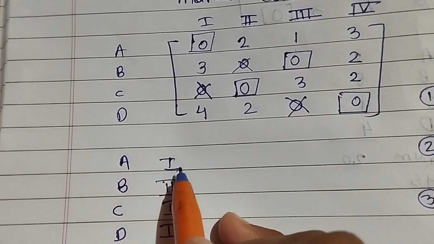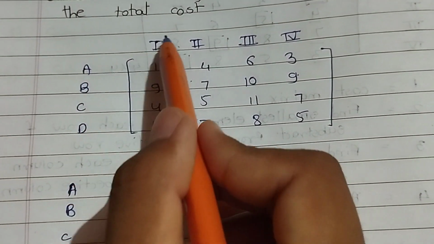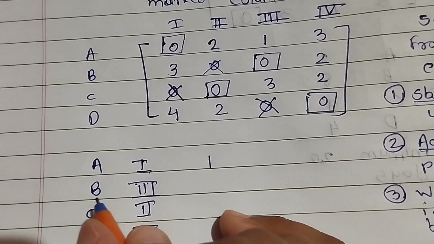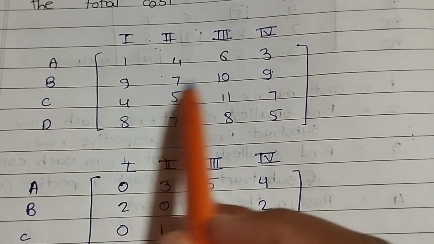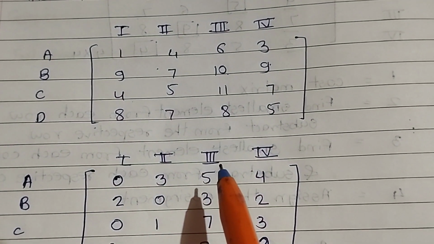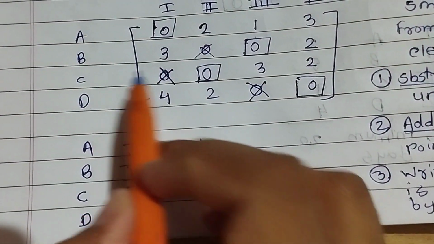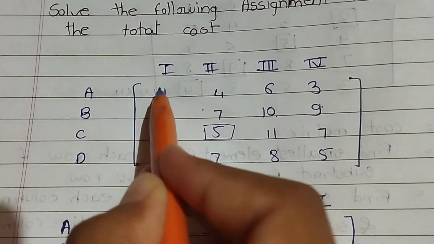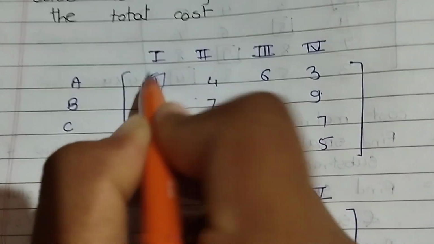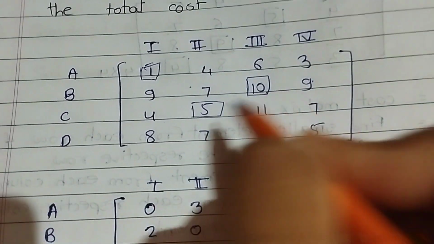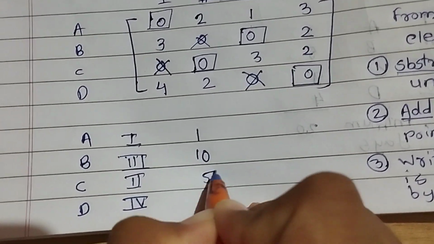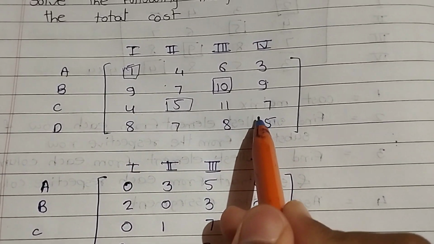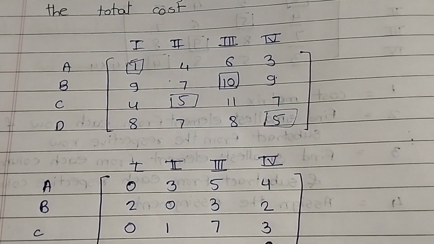So first A and 1. The value of A and 1 is 1. So we write here cost, which is 1. Now B and third, the value is 10. Now C and second. So this is C and this is second. The first value is 1, the second value is 10, and the third value is 5. So this is 5, and the last is D and 4. So this is our original matrix and this is D and 4, which is 5.